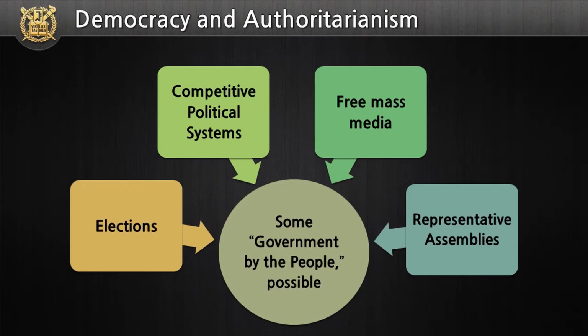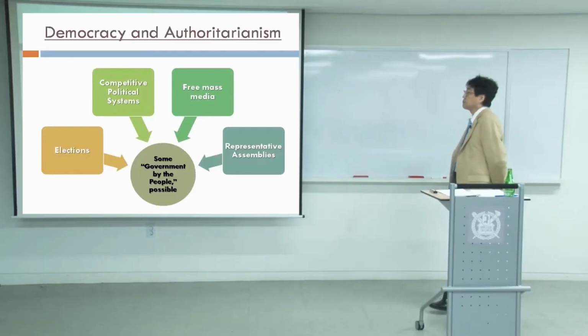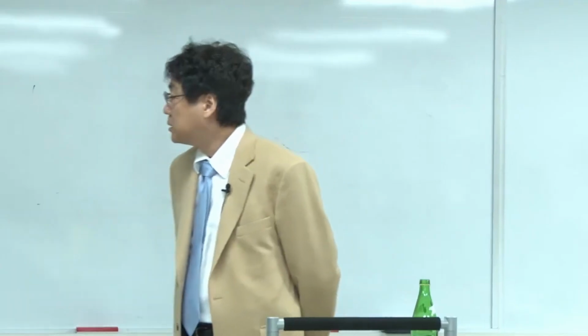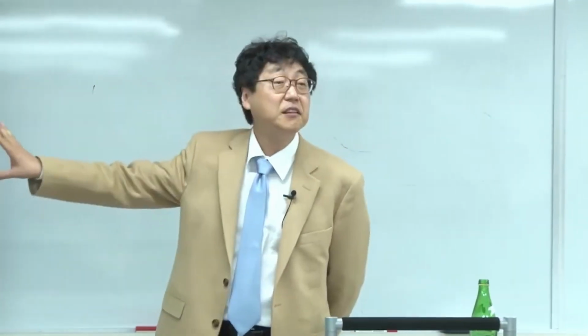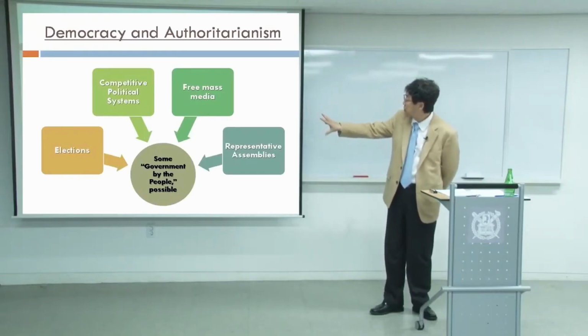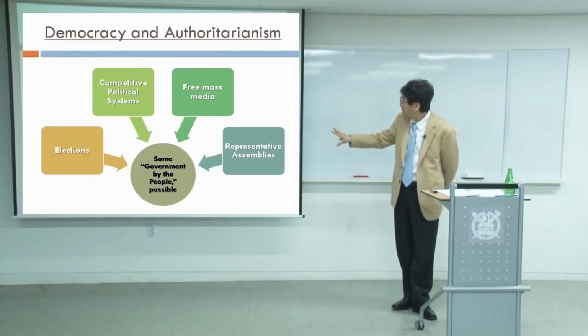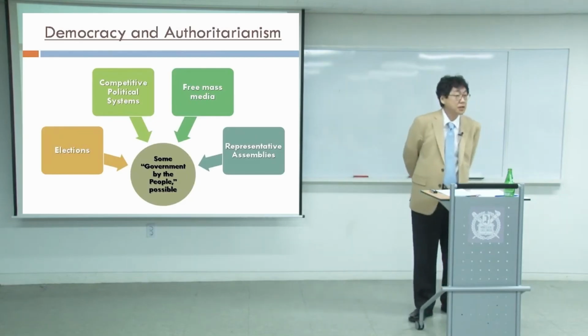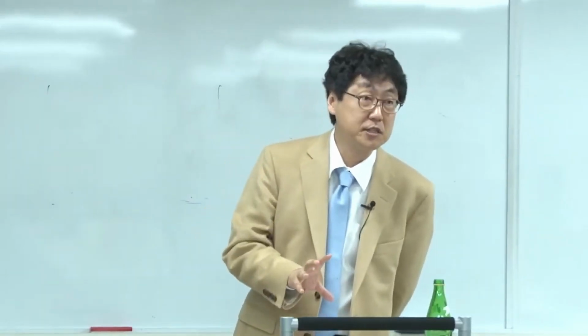These are political structures that make some degree of democracy, some government by the people possible in large political systems. So for democracy to happen minimally, at the very minimal, we gotta have these things: elections, competitive political parties, free mass media, and representative assemblies. So we are not talking about maximal conditions. These are the minimal conditions that we need. Okay?